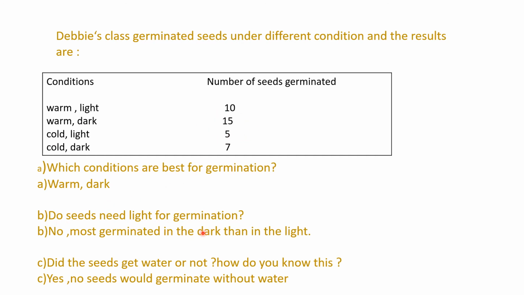Do seeds need light for germination? No, because more seeds germinated in the dark than in the light. In the dark the seeds germinated 15 and in the light you can see the seeds germinated is 10. So we can say that we do not need light because most germinated in the dark. Did the seeds get water or not? How do you know this? Yes, no seeds would germinate without water.